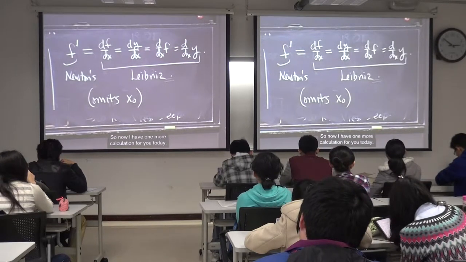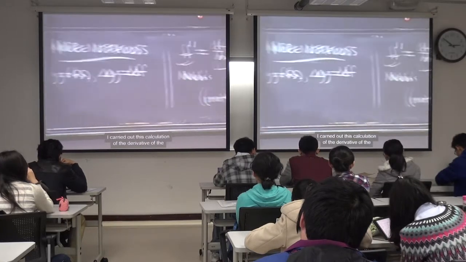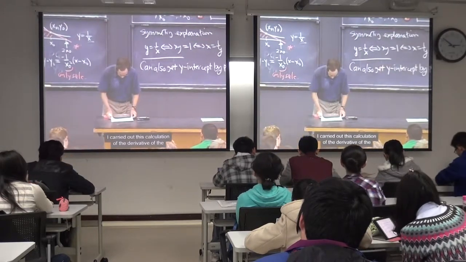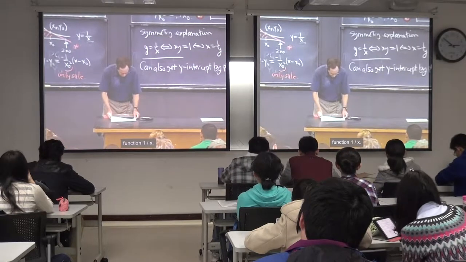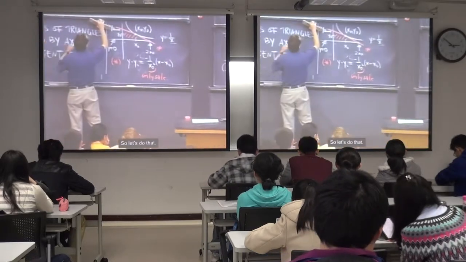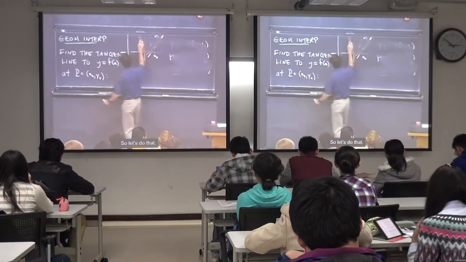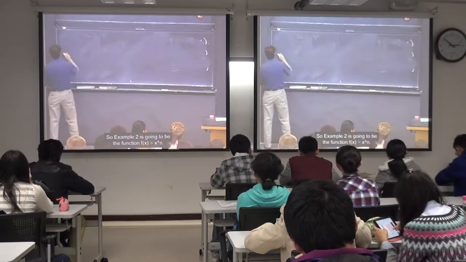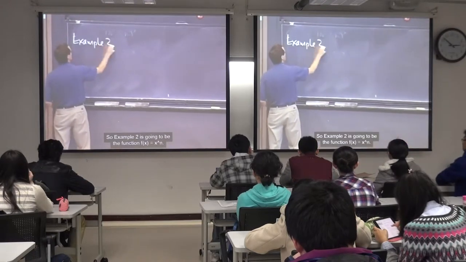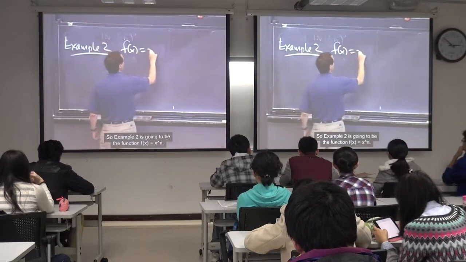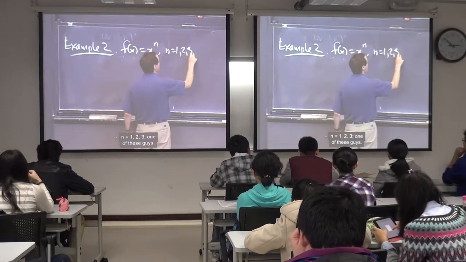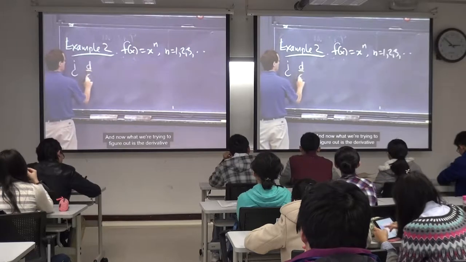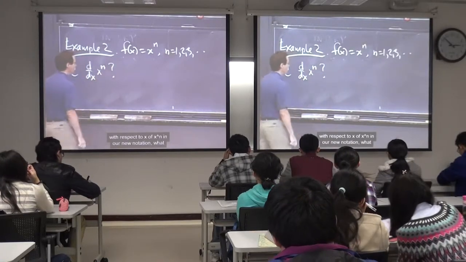So now I have one more calculation for you today. I carried out this calculation of the derivative of the function 1 over x. I want to take care of some other powers. So let's do that. Example 2 is going to be the function f of x is x to the n, n equals 1, 2, 3, one of these guys. It's a very important example. And now what we're trying to figure out is the derivative with respect to x of x to the n, in our new notation, what this is equal to.